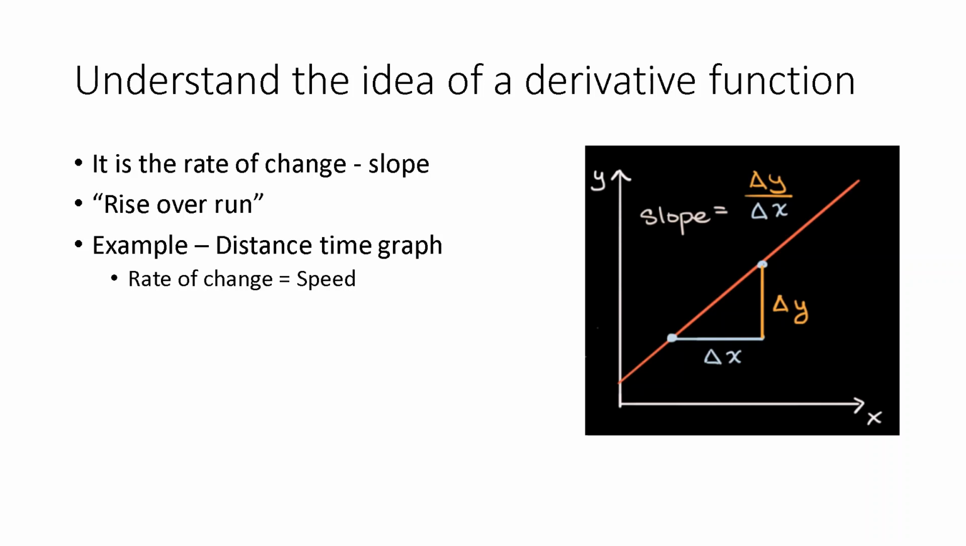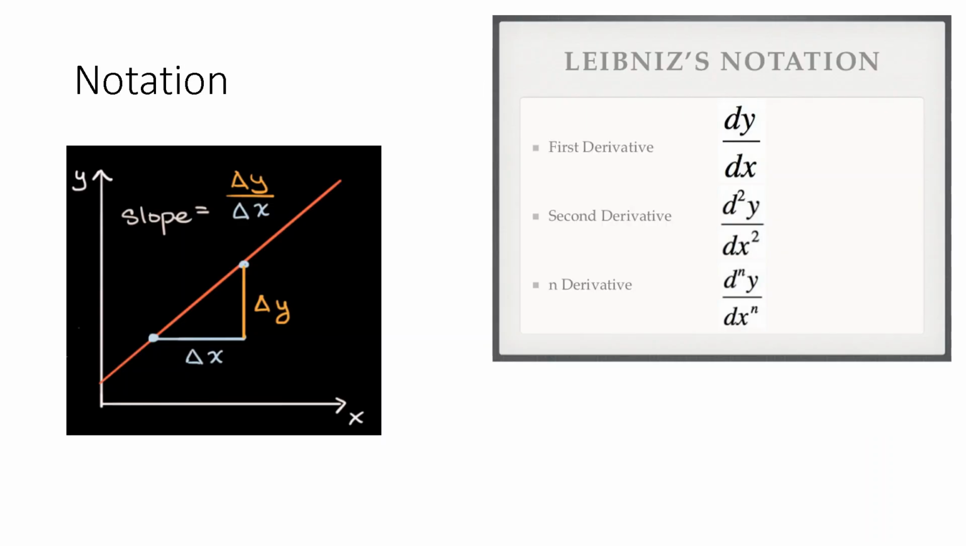Now, if we imagine this delta y and delta x getting smaller and smaller to the point where there's no distance in between them, they're almost close to zero, that's basically what differentiation is.